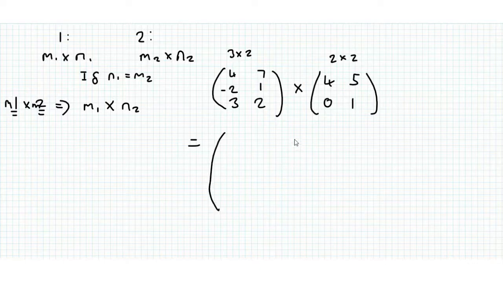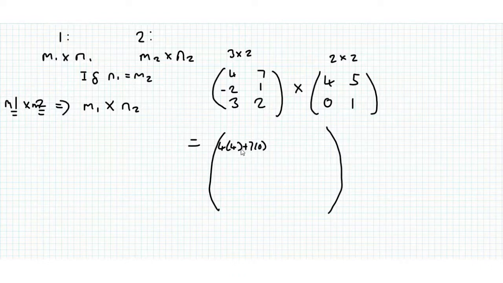So we can draw that out now, and then what we do is, when working out each element, we work across the rows of the first matrix and the columns of the second matrix. So here, for the first element, we do 4 times 4 plus 7 times 0. Okay, let's get rid of the second line and just give ourselves a little bit more room.